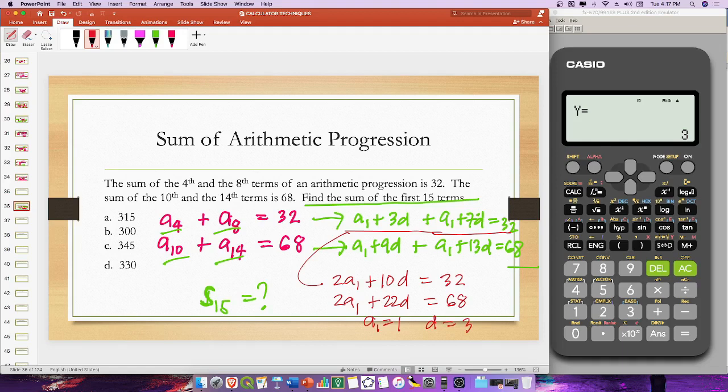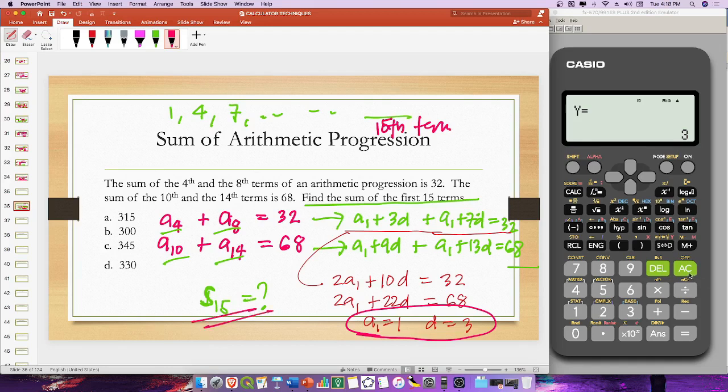Now you have A1 and D, so we can actually solve for the sum. Let me write the series here. A1 is 1. D is 3, so the second term is 4. The third term is plus 3, that's 7, and so on. We will be solving the sum up to 15 terms, because we are looking for S15.